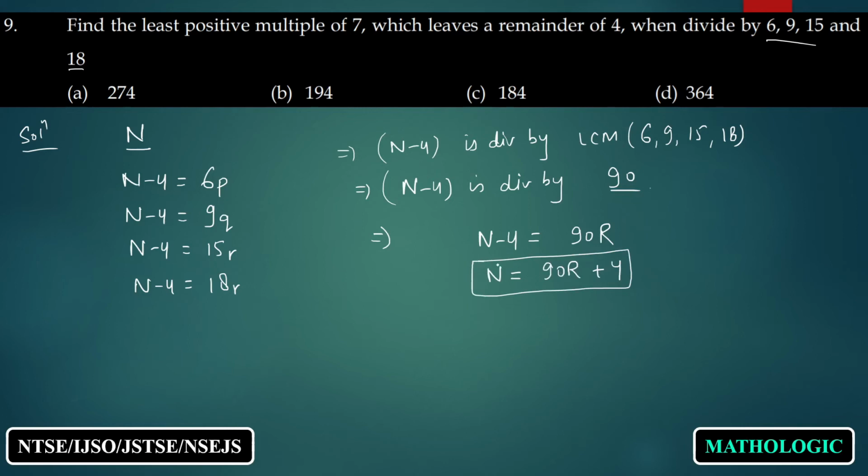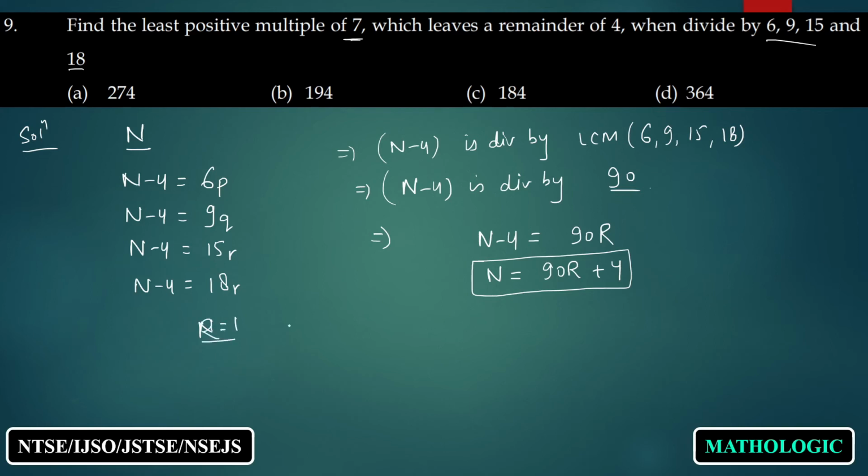Now one more condition is given over here, which says the least positive multiple of 7. Now this number should be a multiple of 7. What we can do is substitute the value of R and see what the value of R can be. We can divide it into several cases, and we can write R is equal to 1.